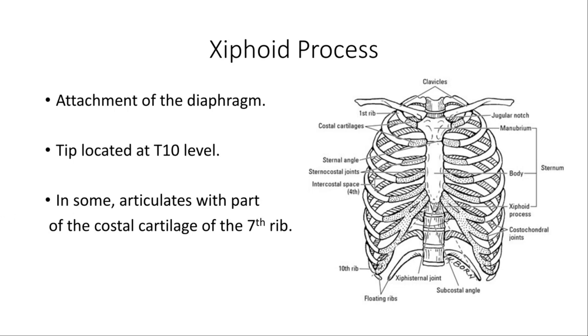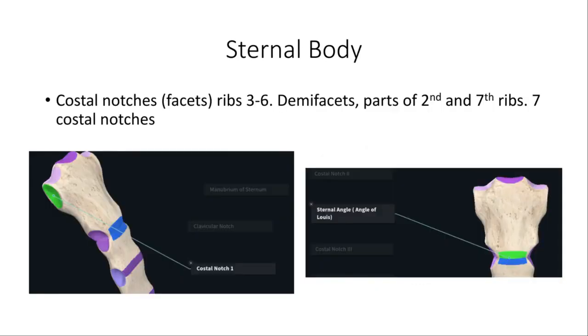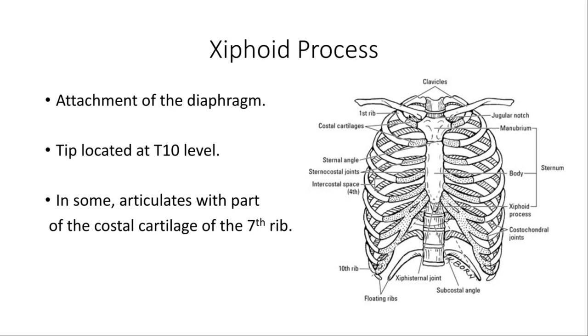And in sum, the xiphoid process articulates with part of the costal cartilage of the 7th rib. So if you count the ribs, this 7th rib would sometimes articulate with the xiphoid process. And if you look back at the costal notches of the sternal body, it says articulate with ribs 3 to 6. So you can see that ribs 3, 4, 5 and 6 all articulate with the sternal body, and so does 7, but in some cases it'll go to the xiphoid process.